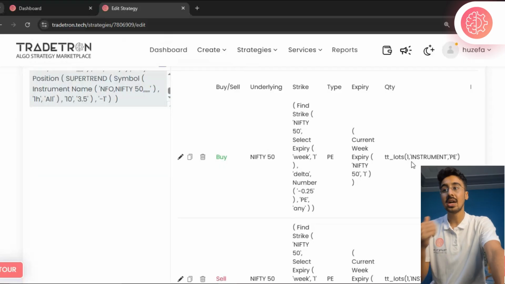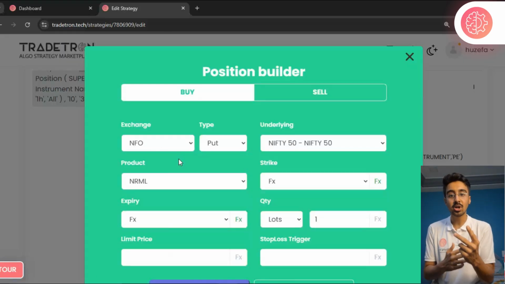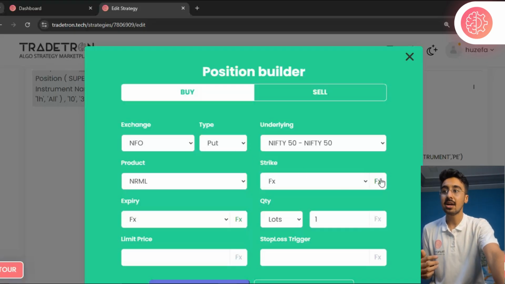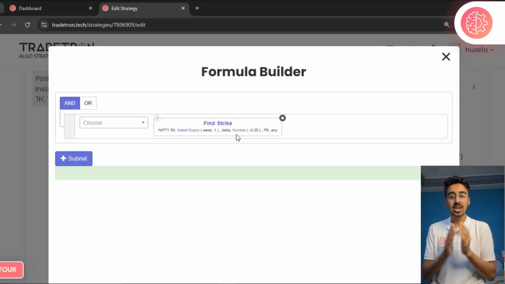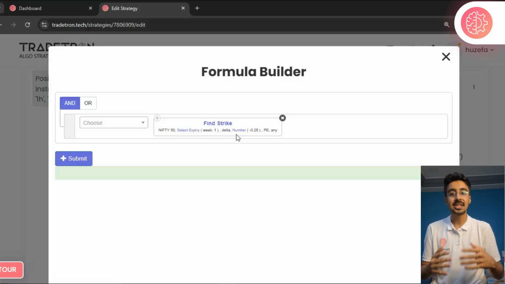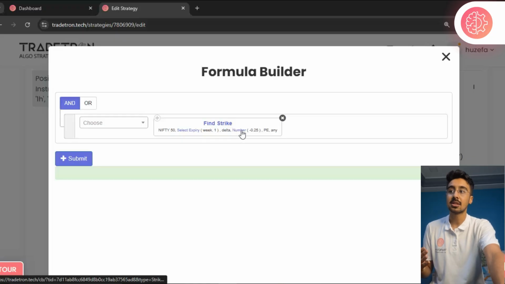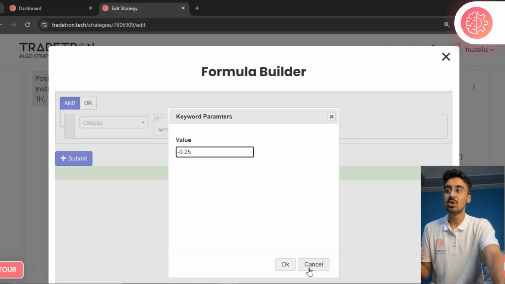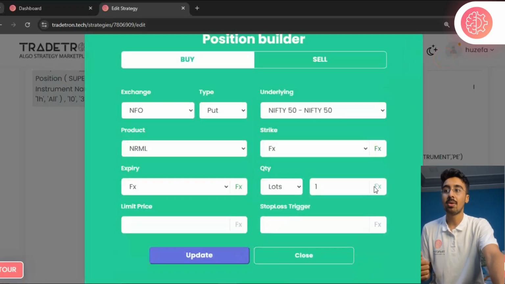Now what am I doing upon entry? Upon entry, I want to basically short a put, and I want to buy a put, right? Which put am I buying? I am buying a put which is at a strike price of 25 delta, right? Now we know that in puts all the deltas are negative, so I'm going to use this keyword called find strike out here, and within find strike I'm going to look at the next week expiry, and I'm going to look at a value of minus 0.25, which is what I'm going to buy for my trade out here, right?